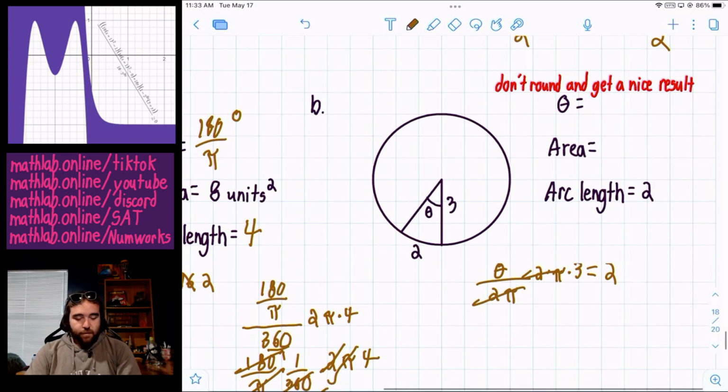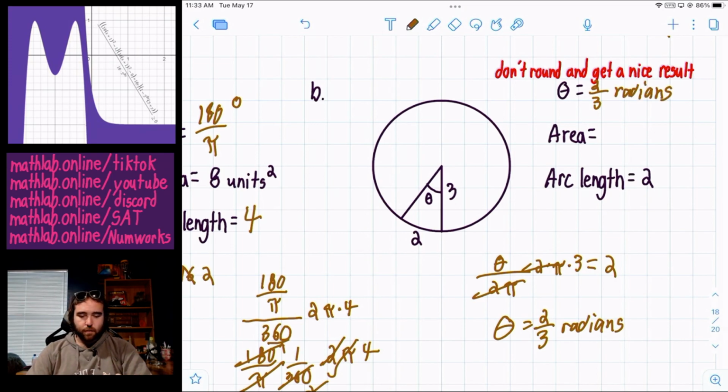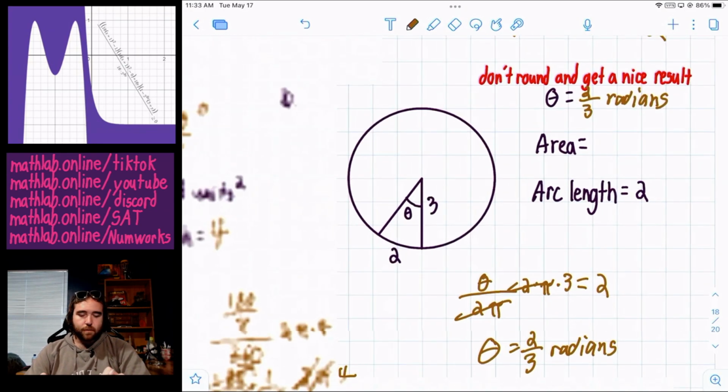So then we can solve for theta. Theta is 2/3 radians. So radians don't have to have a pi in them. They just normally do. Just like arc lengths normally have pi's in them.